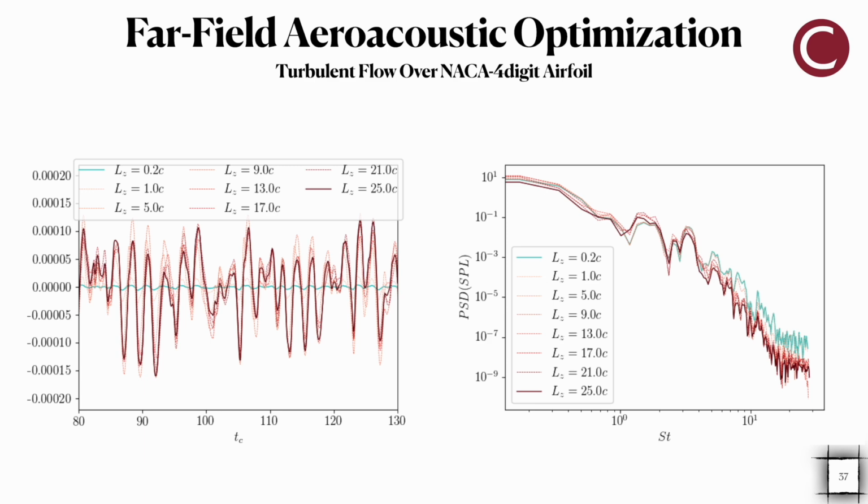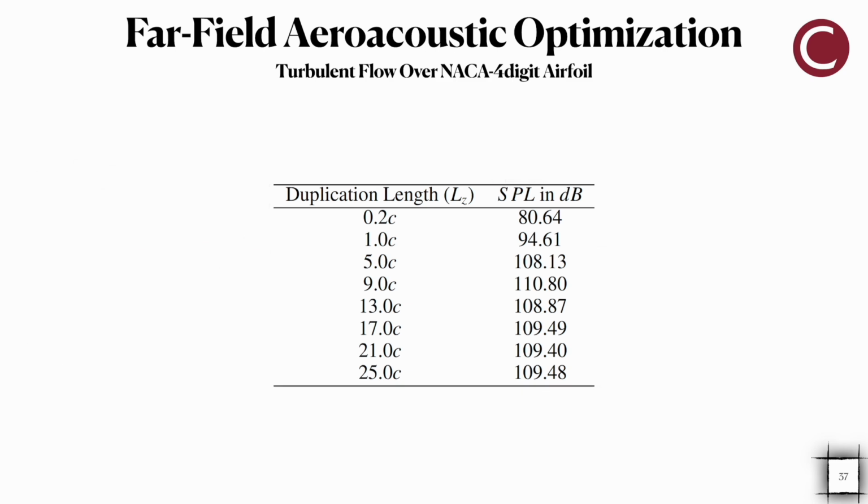Here on the left, we have the time history of pressure perturbation, and we can see that by duplicating the data surface in the spanwise direction to 25 chords, we converged. And here are the exact values of sound pressure level using different duplication lengths. We can see that from 17 chord duplication to 25 chords, the SPL is almost converged.